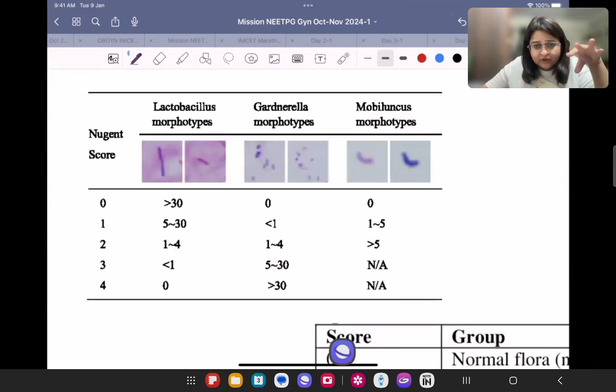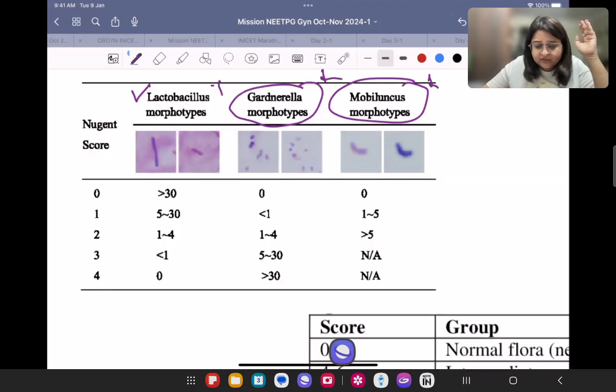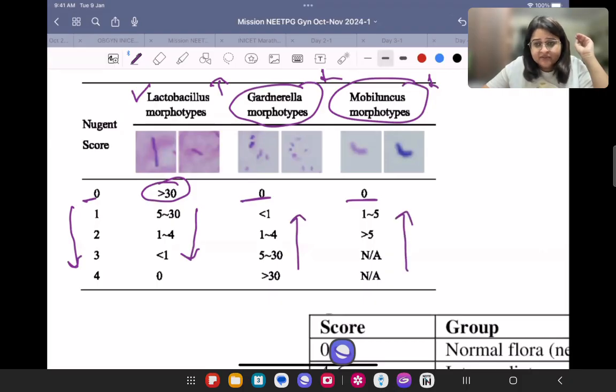So the microbiologist will sit and look at the slide and count the number of bacteria. Okay, which bacteria do they count? The normal lactobacilli, and then they count Gardnerella and Mobiluncus. These should normally be low and the lactobacilli should be high. So a score of 0 is given if there is a lot of lactobacilli and no Gardnerella or Mobiluncus. But the score keeps increasing as the lactobacilli decrease, and you can see these are increasing. Okay, understood?